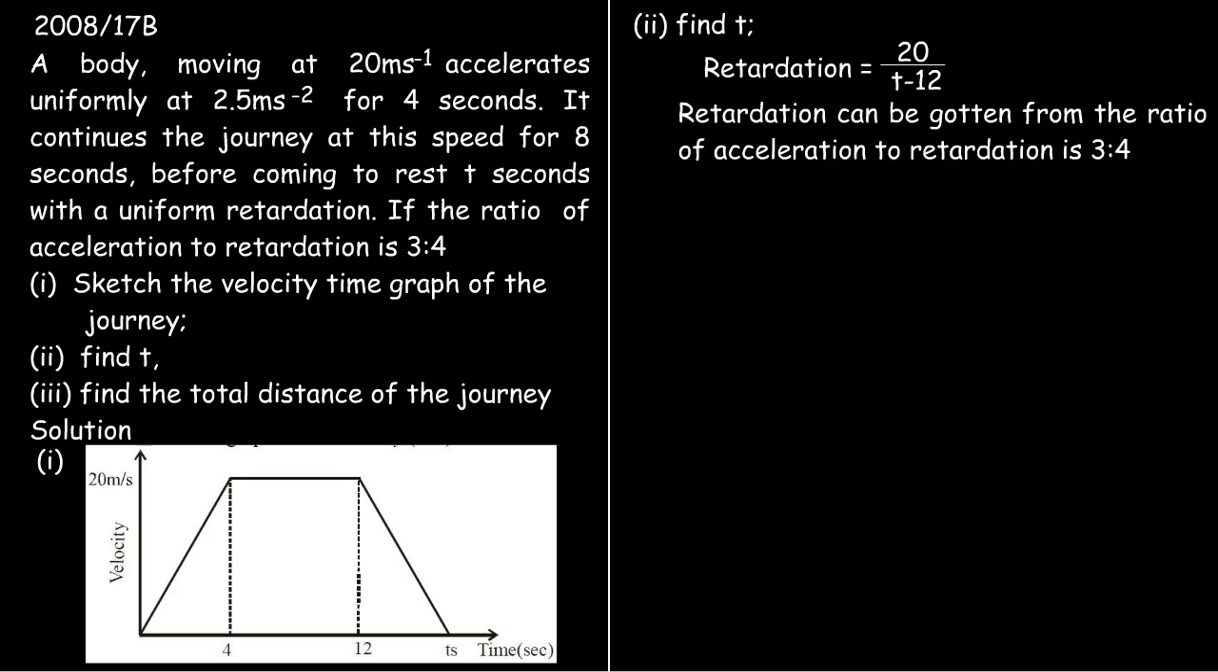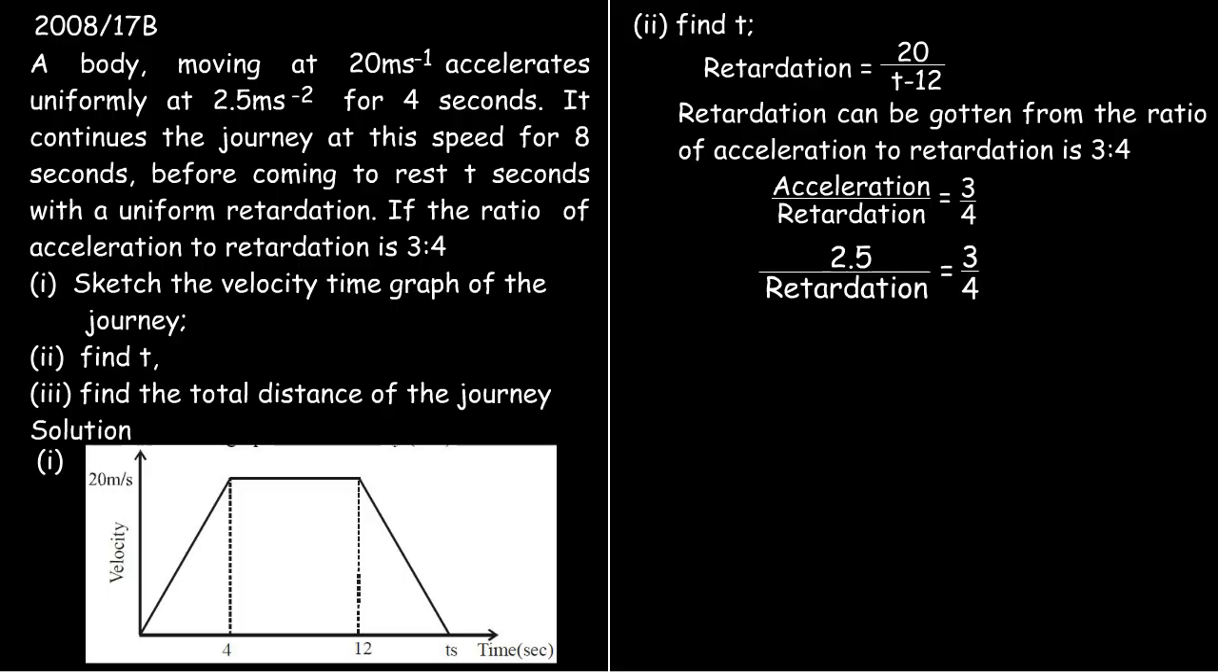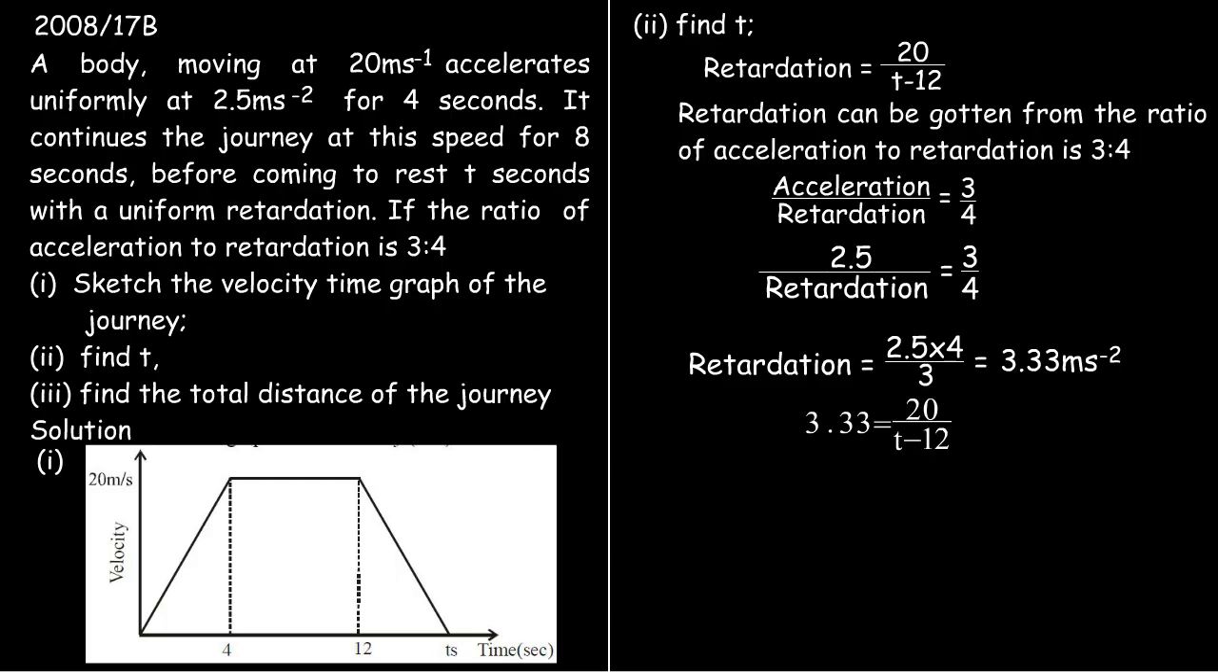Also, retardation can be gotten from the ratio of acceleration to retardation, which is 3:4. Using that ratio, acceleration divided by retardation is equal to 3 divided by 4, and we know acceleration is equal to 2.5. So therefore 2.5 divided by retardation will be equal to 3 divided by 4. Cross multiplying, retardation will be equal to 2.5 times 4 divided by 3, which is equal to 3.33 meters per second squared. So substituting 3.33 for retardation in the equation, it becomes 3.33 is equal to 20 divided by t minus 12.